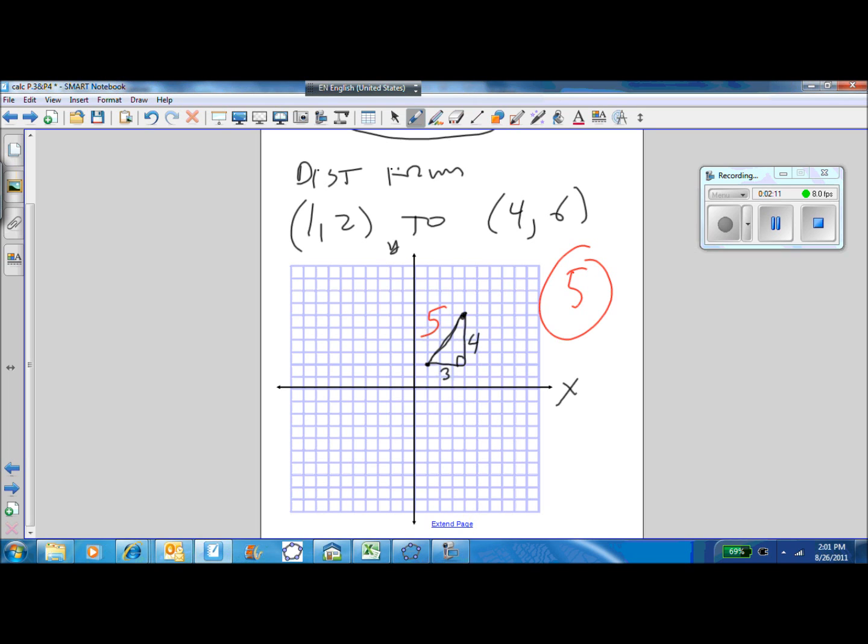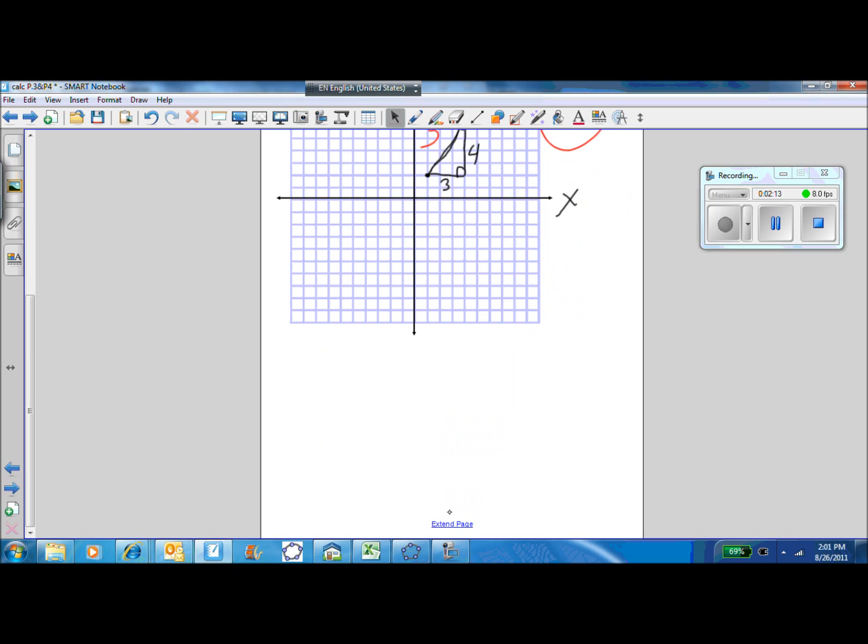And to illustrate that, we've got the distance formula, which looks like this. Square root of x1 minus x2 squared plus y1 minus y2 squared.